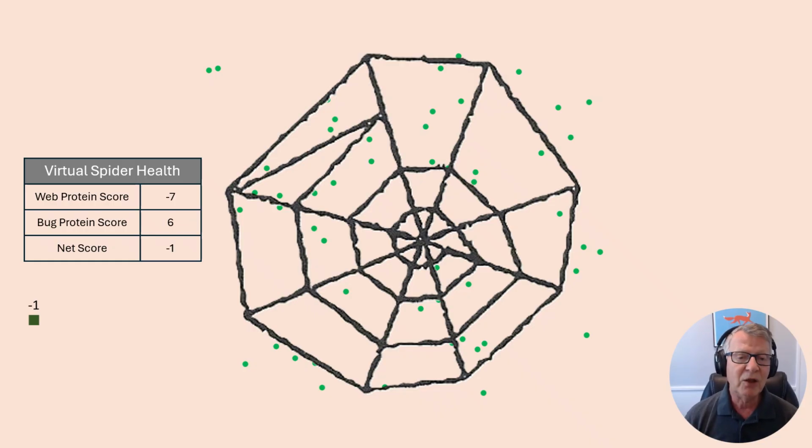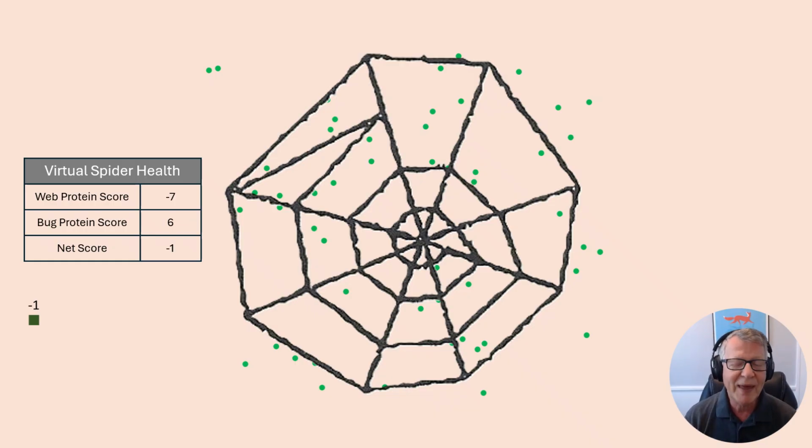And it definitely follows all of the architecture of what we think of when we imagine a spider web that we've encountered in our walks through the forest. There are two scores. The web protein score is the expenditure of silk in order to create this trap. The bug protein score is the success of that.